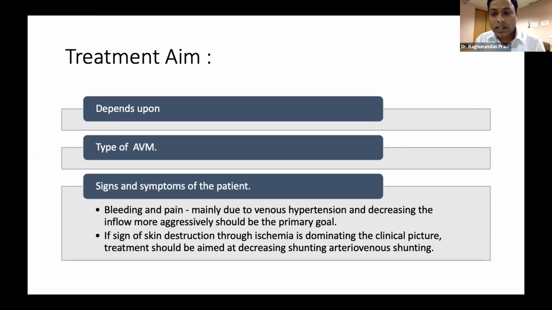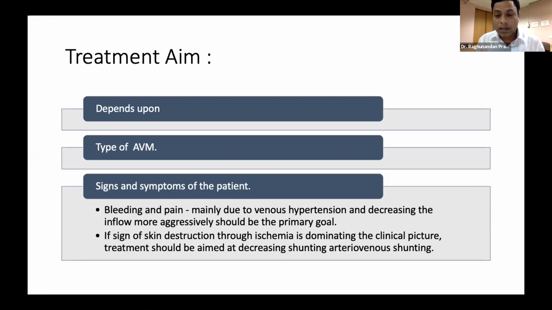Most important is if a patient has presented to you with bleeding and pain. Bleeding and pain most of the time are due to venous hypertension. So your aim in this kind of patient should be to decrease the inflow more aggressively, so that venous hypertension is reduced. Once the venous hypertension goes down, the bleeding and pain will come down also.